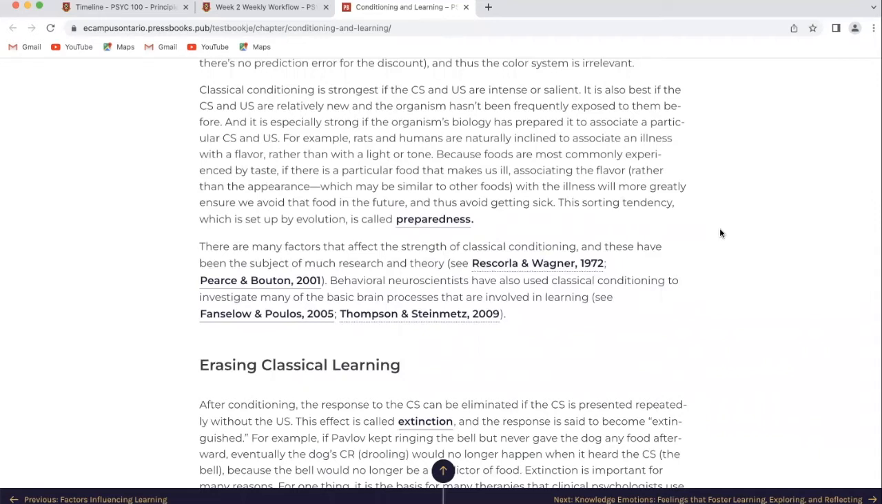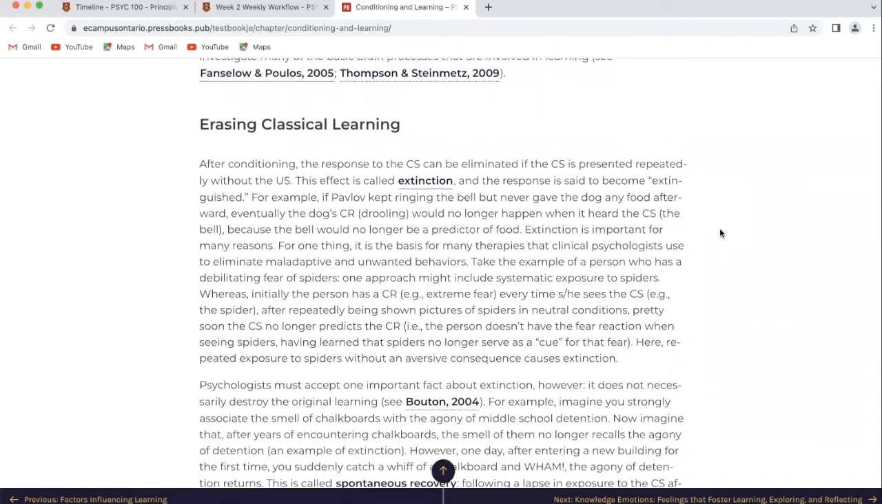There are many factors that affect the strength of classical conditioning, and these have been the subject of much research and theory. Behavioral neuroscientists have also used classical conditioning to investigate many of the basic brain processes that are involved in learning. Erasing classical learning.